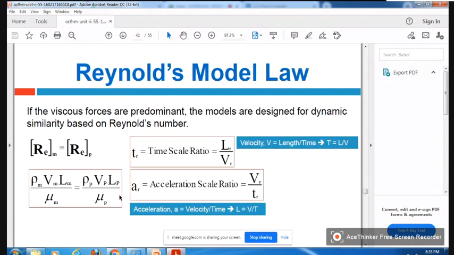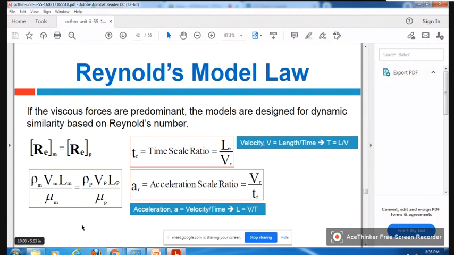So this is the Reynolds number. Reynolds number means what? Reynolds number of the model is equal to Reynolds number of the prototype. Okay. What is the formula? Rho V L by mu. So rho M V M L M by mu M is equal to rho P V P L P by mu P.